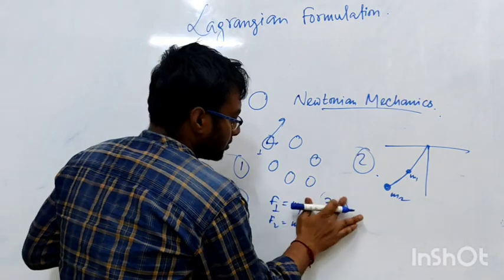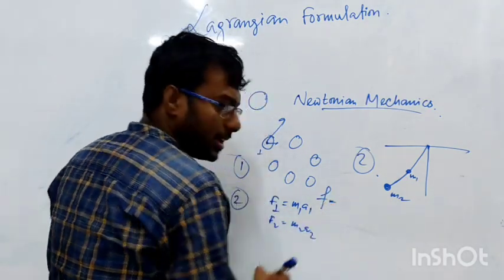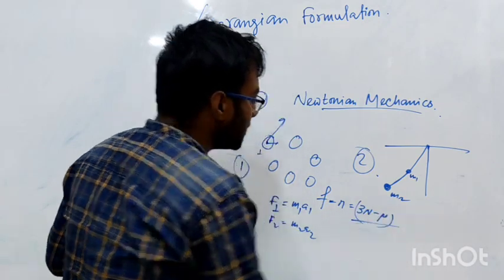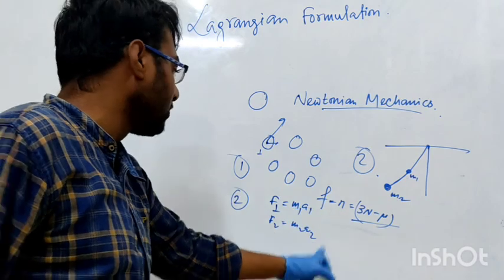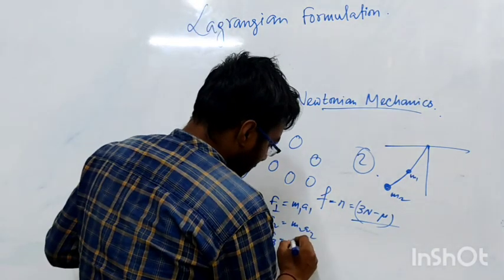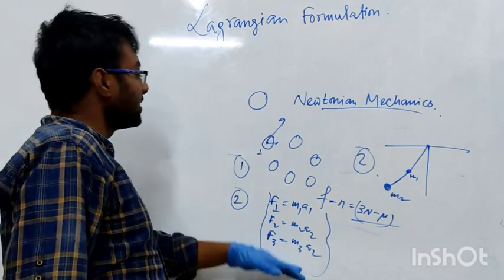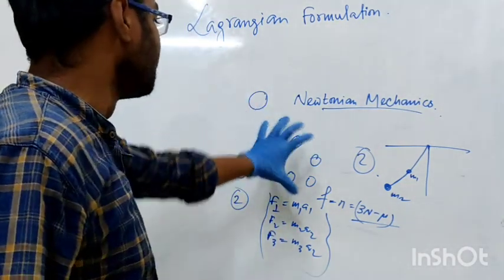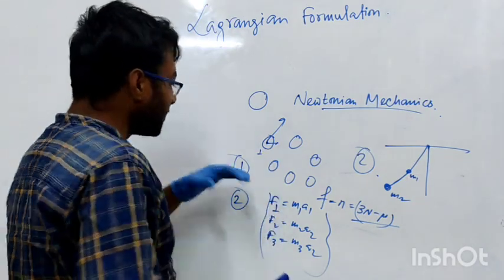So the number of equations will be, if the number of degrees of freedom is f, 3n minus mu. If mu is constant, then we can say that n is the degree of freedom, or the number of equations required to describe this. We have to solve these equations, then we can get the dynamical nature of this system. That is a very time consuming and very difficult thing.